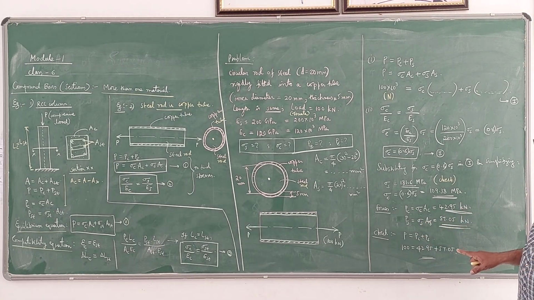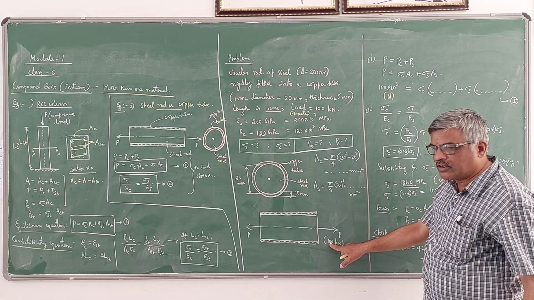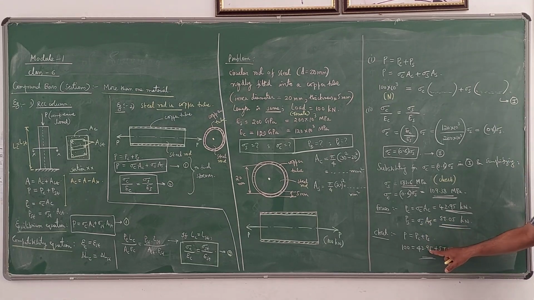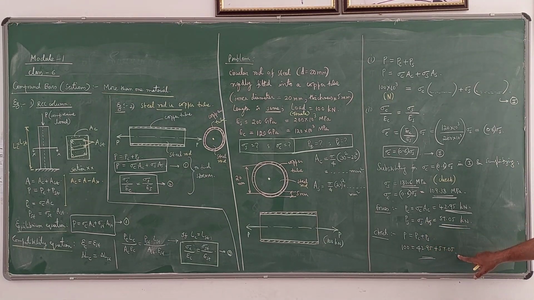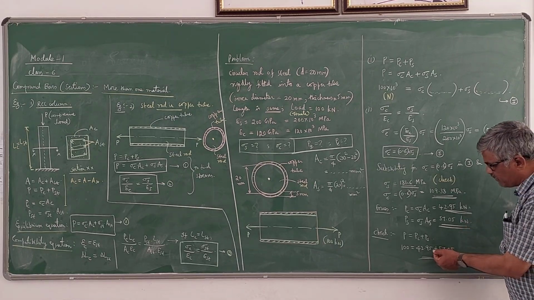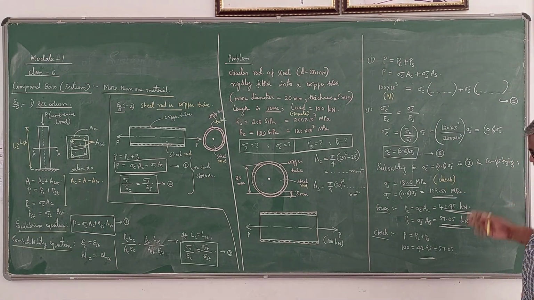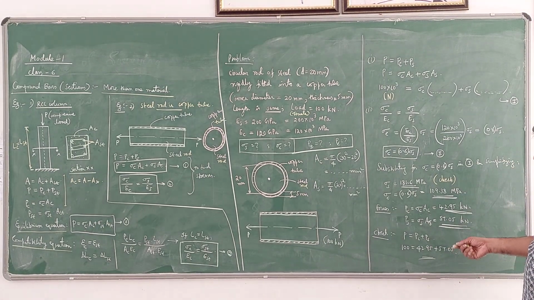The check is, you can verify whether the answer is correct or not. Total force is 100, so if you add PC and PS, you should get 100. So 42.95 plus 57.05 is definitely 100. So our answer is correct. Even if there is a small difference in decimals, you need not worry because of rounding off. That small error is not a problem.